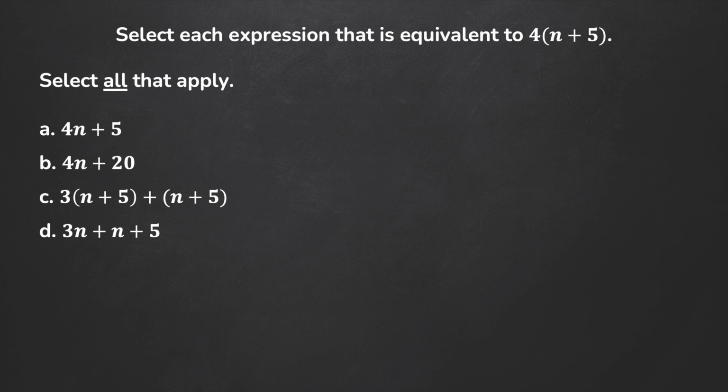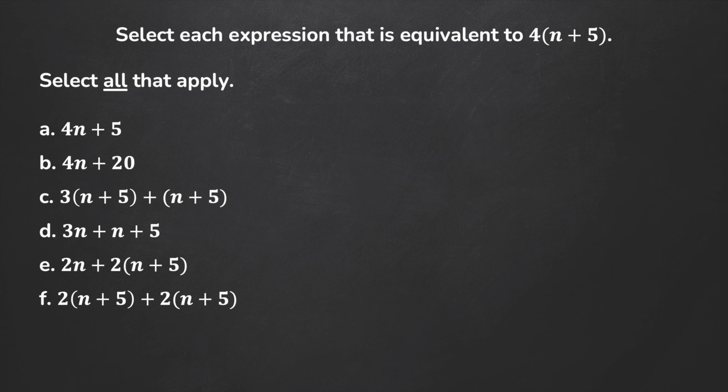D, 3n plus n plus 5. E, 2n plus 2 times (n plus 5). And finally F, 2 times (n plus 5) plus 2 times (n plus 5). So we're going to select all that are equivalent to the expression that's given to us.